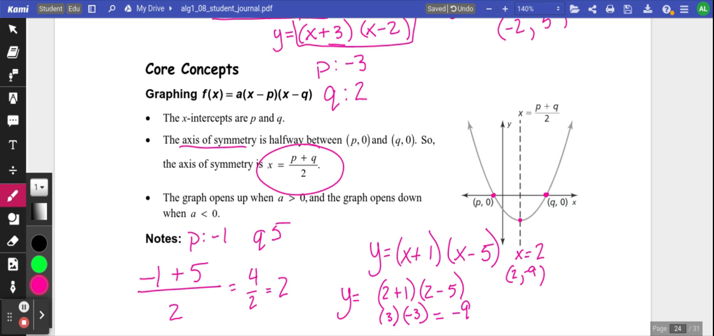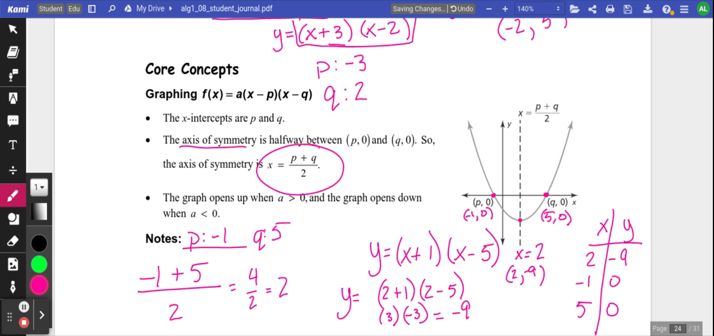And your two intercepts are here. I've got one at negative 1, 0. I've got one at P. And I've got one at Q. I've got one at 5, 0. That's all that you need for these. Okay, if you're going to make a little X and Y chart, you want your vertex, so 2, negative 9. You want each one of your intercepts, which we can just find by looking at what P and Q are.